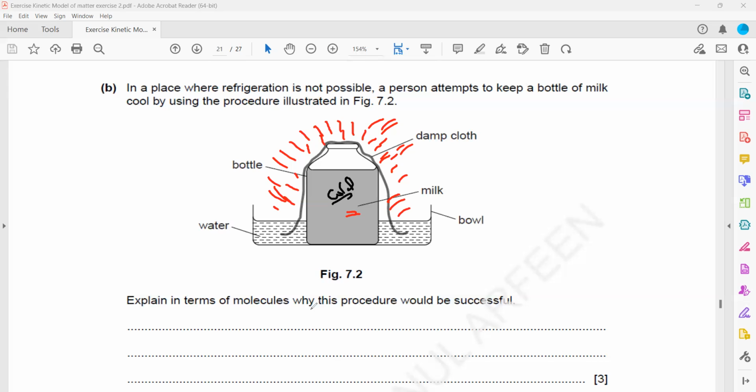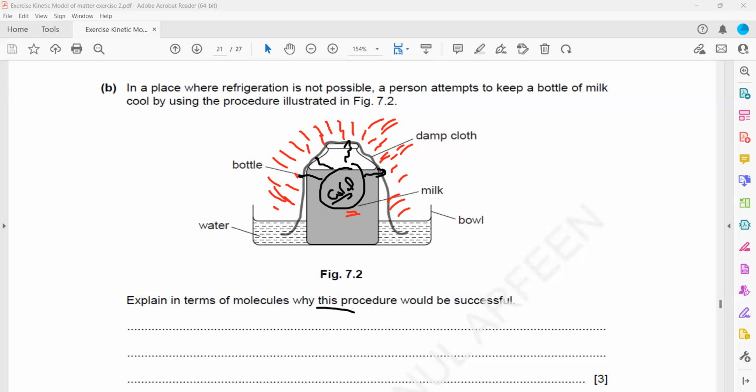So how do you get 3 marks? Explain in terms of molecules how this procedure is successful. The most energetic molecules at the surface will escape. So the first mark is for water evaporates from the cloth, or most energetic molecules escape. These most energetic molecules absorb energy from the surrounding, from the bottle of milk. So the molecules which are left behind will have low energy, so the bottle of milk's temperature will decrease.